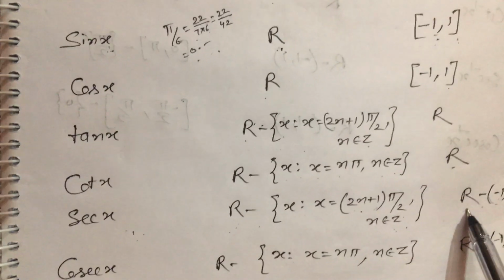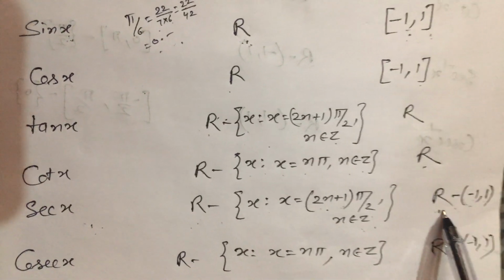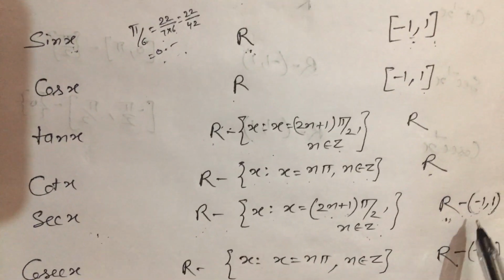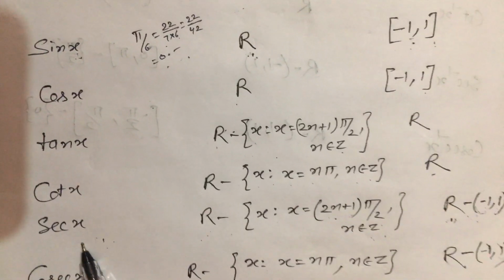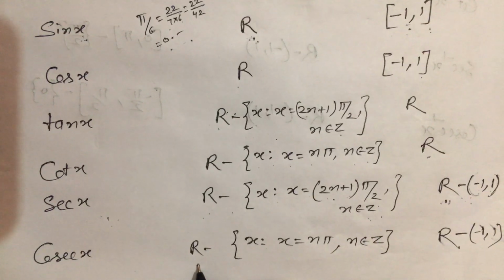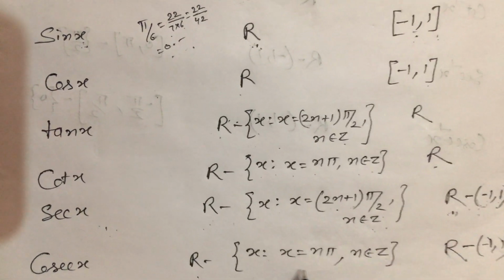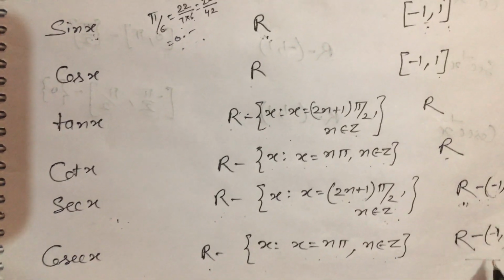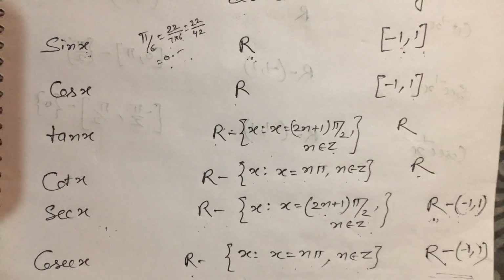It means, what is the secant x range? R minus (-1, 1). It is an open interval because -1 and 1 are not values of secant x. Now cosecant x. The domain of cosecant x is R minus {x such that x = nπ, where n belongs to integers}. The range is the same as secant x.